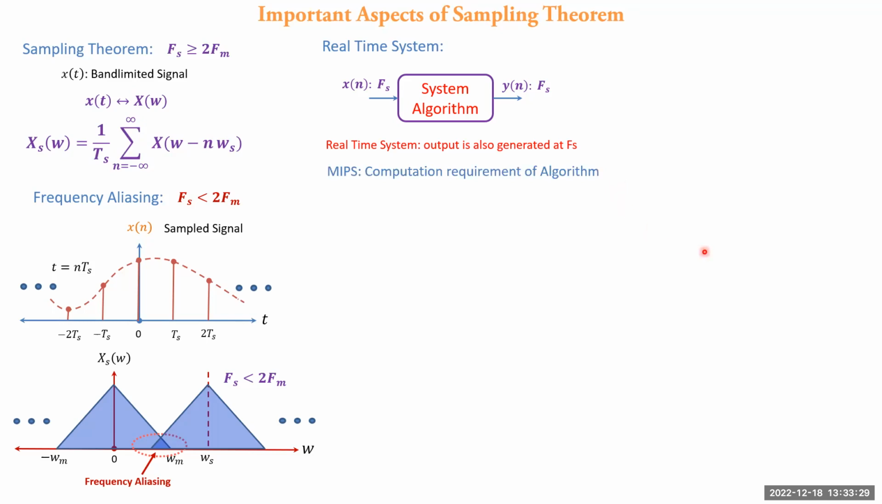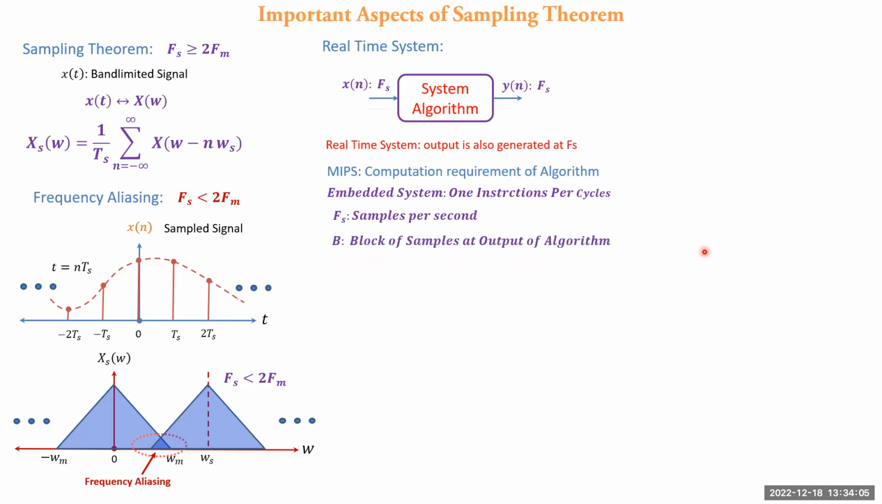Now we'll see another important concept, which is MIPS. If your system is operating at sampling frequency fs, then how many MIPS are required on your embedded system? Now consider various parameters. fs is samples per second, which is the sampling frequency. B is a block of samples at the output of the algorithm. K is the number of instructions for a block of samples, which means you need K instructions in an algorithm to finish processing of B samples.